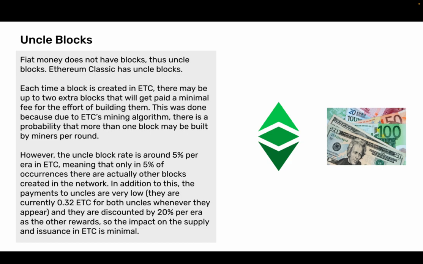Uncle blocks. Fiat money does not have blocks, thus no uncle blocks. Ethereum Classic has uncle blocks. Each time a block is created in ETC, there may be up to 2 extra blocks that will get paid a minimal fee for the effort of building them. This was done because due to ETC's mining algorithm, there is a probability that more than one block may be built by miners per round. However, the uncle block rate is around 5% per era in ETC, meaning that only in 5% of occurrences there are actually other blocks created in the network. In addition to this, the payments to uncles are very low. They are currently 0.32 ETC for both uncles whenever they appear, and they are discounted by 20% per era as the other rewards. So the impact on the supply and issuance in ETC is minimal.